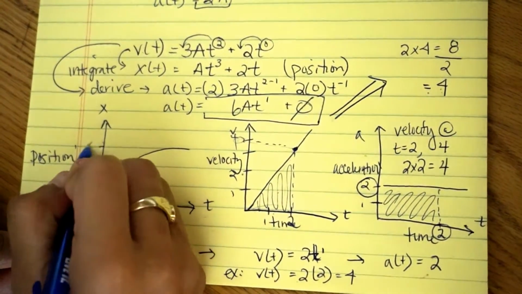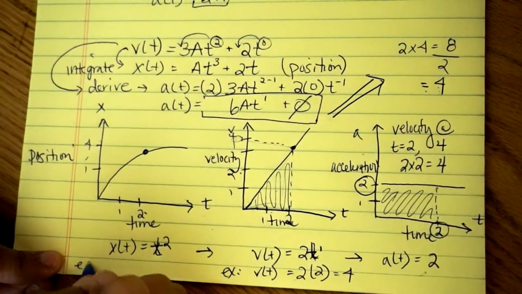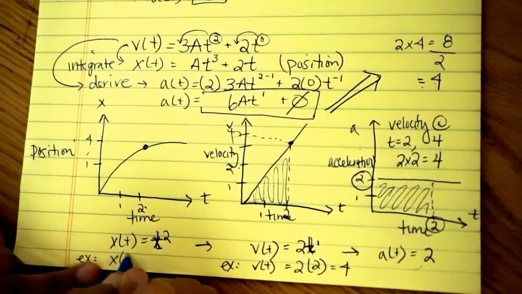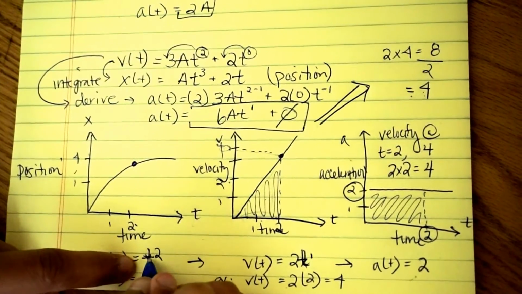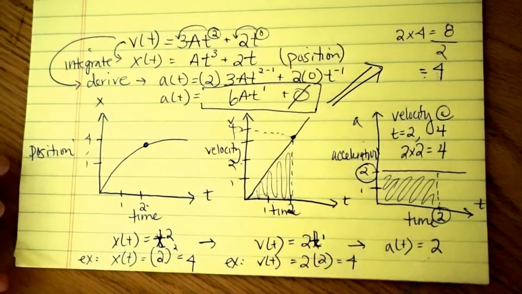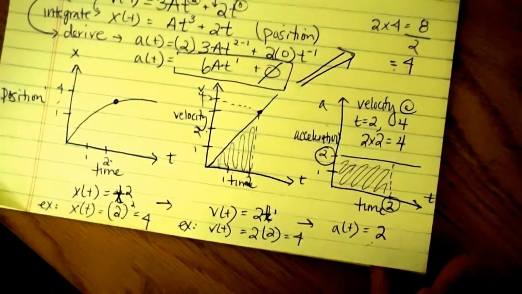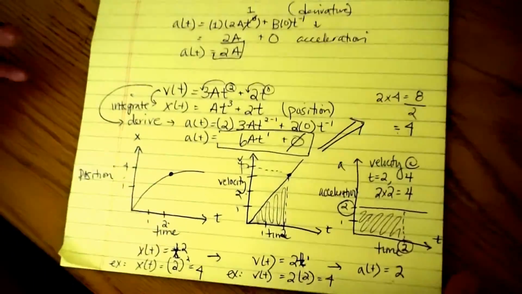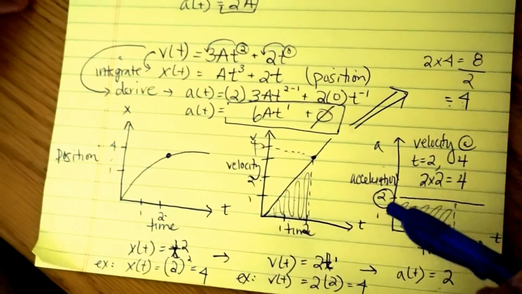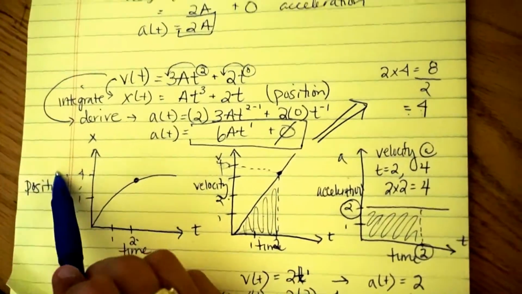And you can also check this. Your position would be right here. You can also check this by doing an example or double checking with the equation. So x at t equals 2 would be time is 2 squared, and 2 squared is 4. So these are the basic concepts of position, velocity, acceleration, and how they're related to each other. And yeah, so acceleration is the derivative of velocity, and velocity is the derivative of position.